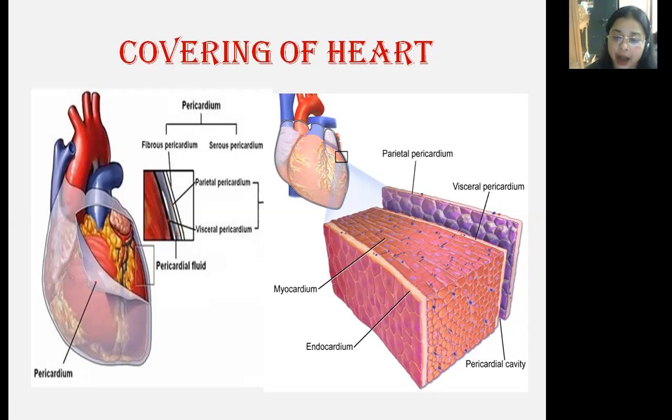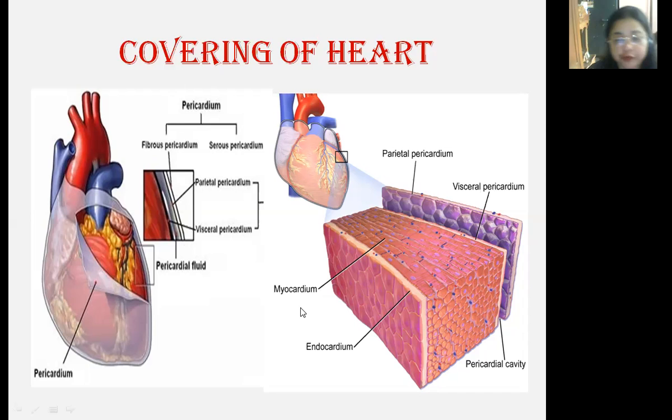The pericardium again has two sublayers: the outer parietal pericardium and the inner visceral pericardium. In between these two layers lies the pericardial cavity, which is filled with pericardial fluid, which acts as a shock absorber and lubricant, because the heart pumps blood and functions lifelong.